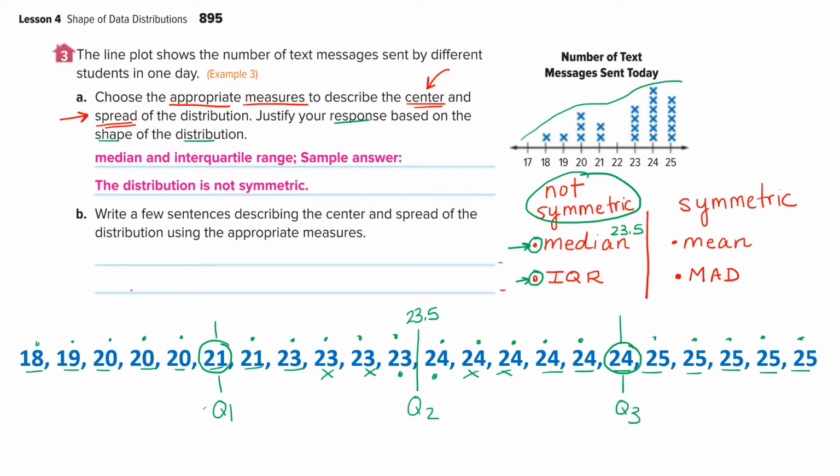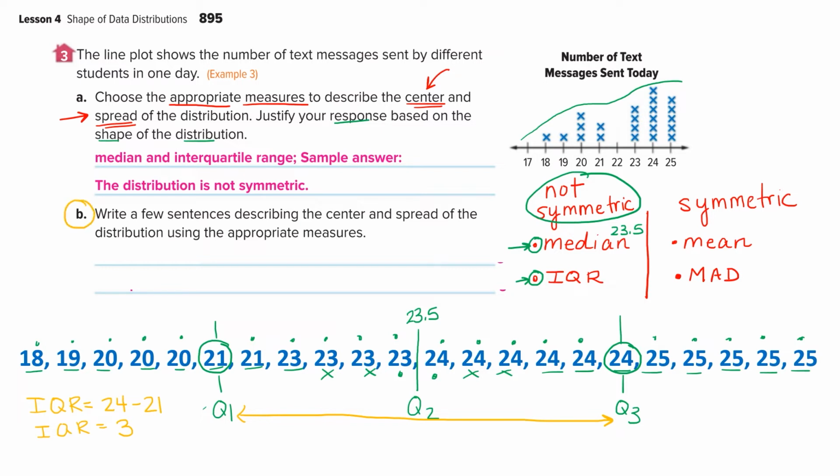So for the interquartile range, we need to find the difference between quartile 1 and quartile 3. So the IQR equals 24 subtract 21. So the IQR equals 3. And that is actually, I apologize, that's question B. I'm jumping ahead of myself here.